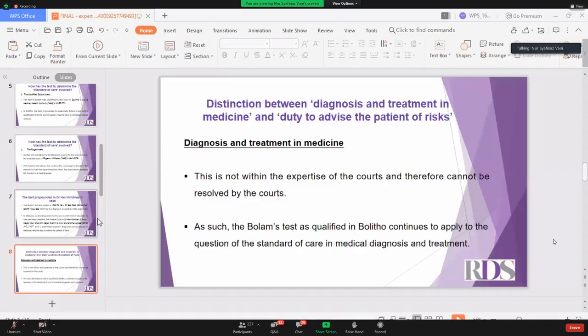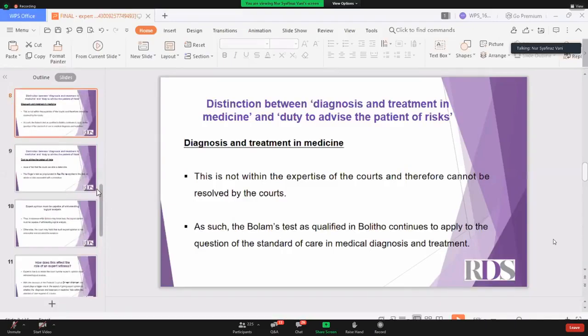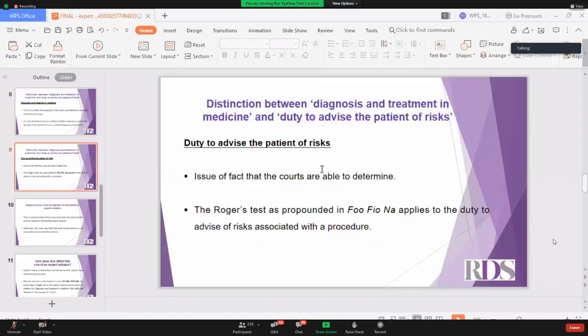The first part, diagnosis and treatment in medicine, the court held that this is not within the expertise of the court and therefore cannot be resolved by the court, and hence we are applying the qualified Bolam test, which means the expert gives evidence. Most of the time it's definitely two conflicting pieces of evidence. The court will have to run a logical analysis and then come to a conclusion as to whether the doctor or medical professional in question actually breached the standard of care. Right. So in this regard, the qualified Bolam test applies.